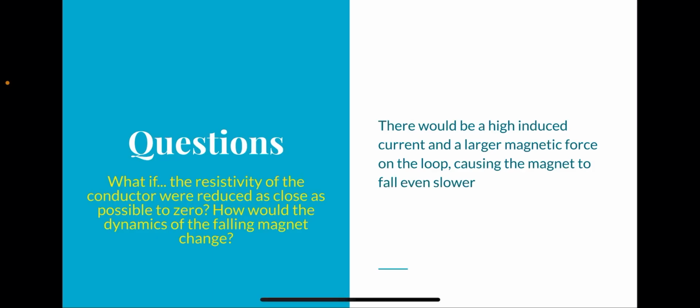One of the questions is, what if the resistivity of the conductor were reduced as close as possible to 0? How would the dynamics of the falling magnet change? The answer would be that there would be a high induced current and a larger magnetic force on the loop, causing the magnet to fall slower, or even slower than it did.